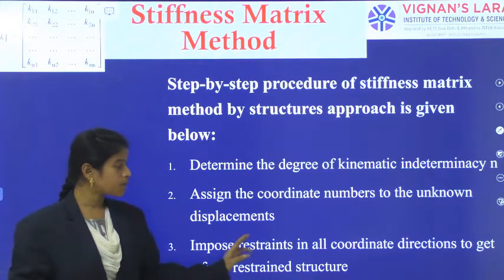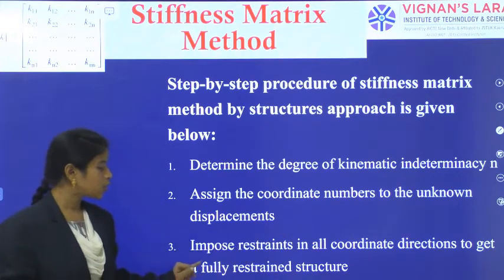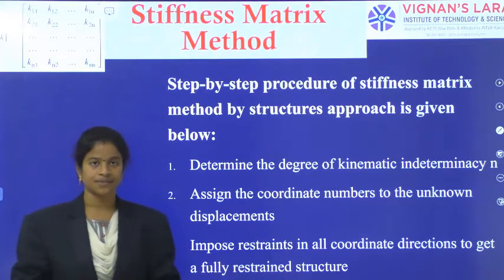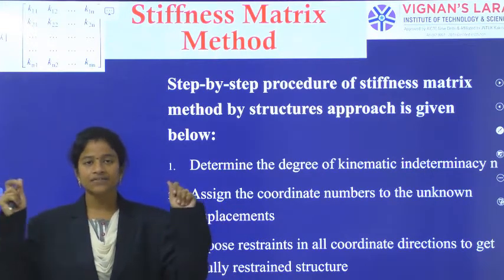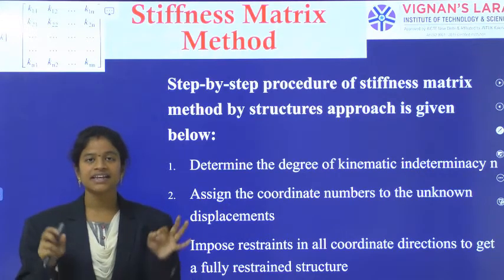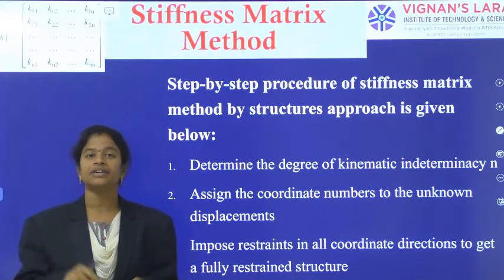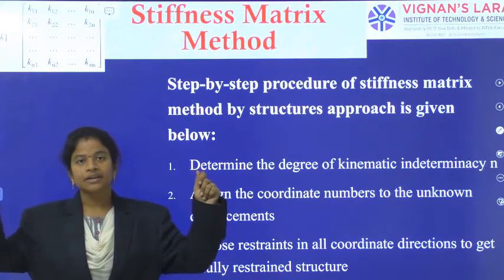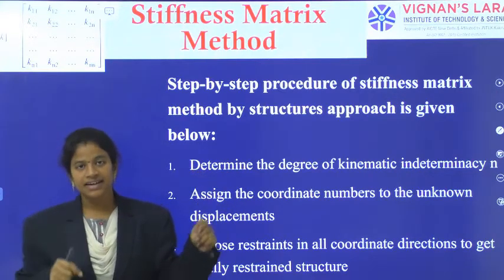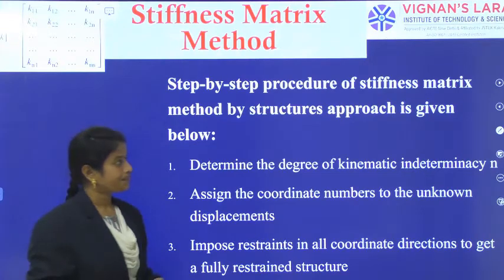And then impose the restraints in all the directions to get a fully restrained structure. Whatever the support condition, we will make each and every support a fixed end, completely restraining even the intermediate supports. Not only at the ends, but also at the intermediate joints we will give the restrained or fixed condition.